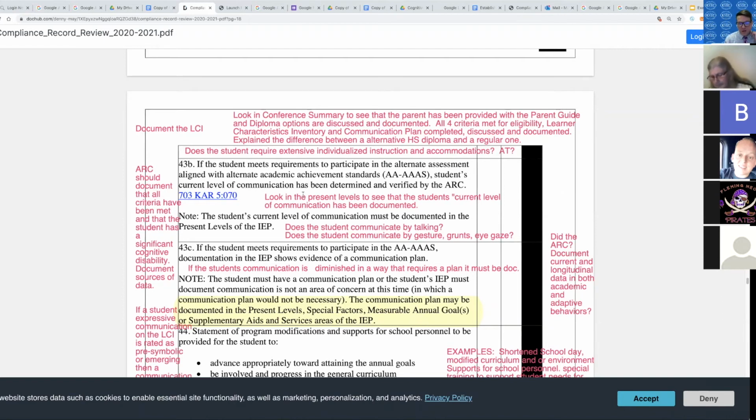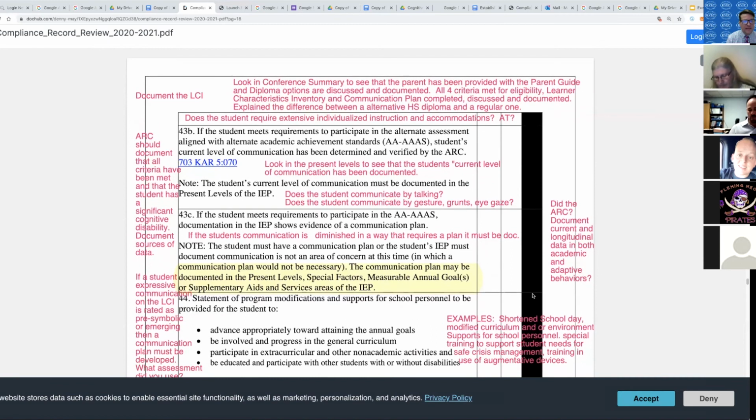Now, when we review files, lots of times we're seeing that you're not documenting what the current level of communication is. So how does the student communicate? Do they do it by talking? Do they do it by communicating through gestures, grunts, and eye gaze? Even if you do this and you develop this, you still need to document in the conference summary, okay? Because they will ding you over that.